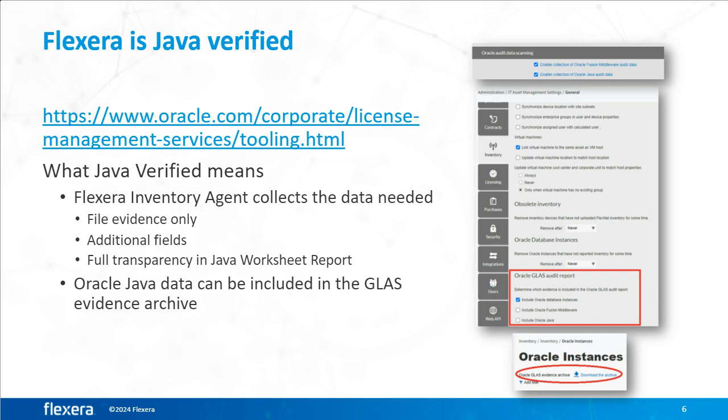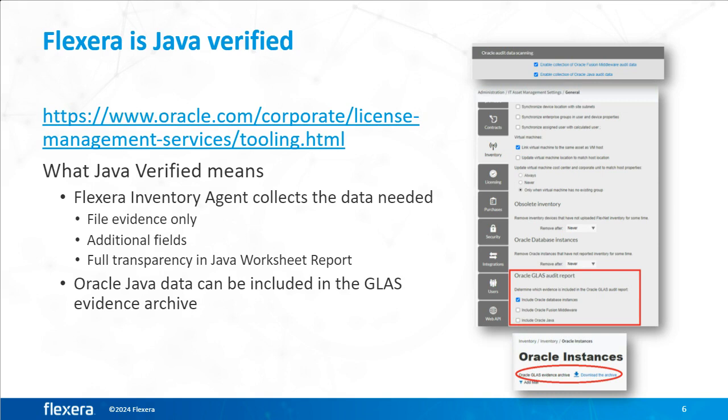And in addition to the file evidence, there are additional fields like running processes with Java, or to identify commercial features. So this is the verification process. The interesting thing is it's full transparency. The data is within the evidence file, the downloadable zip archive file. And we have the Java worksheet report, which shows the data in the tool. So this is the full transparency on what's collected.